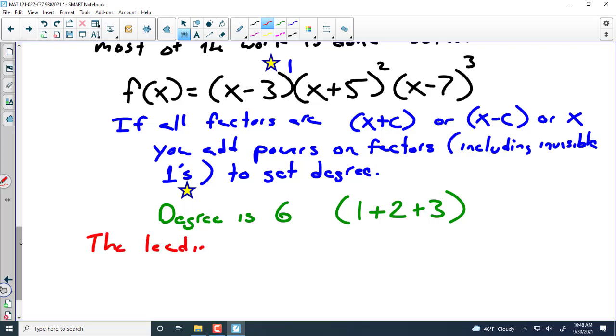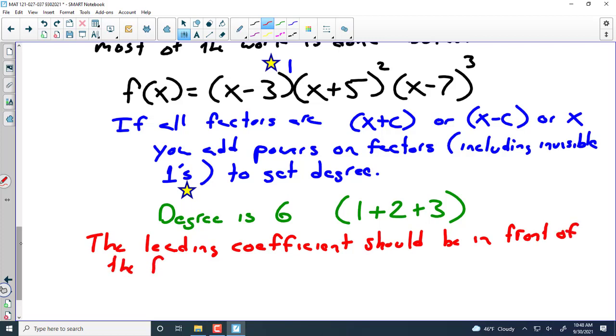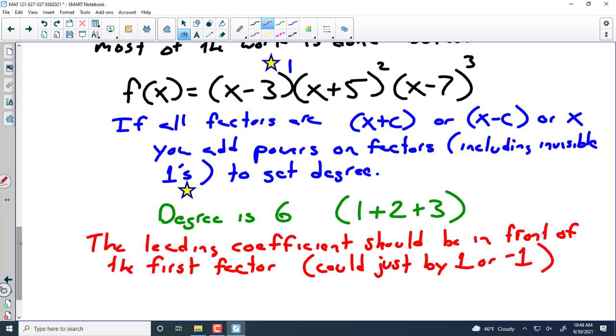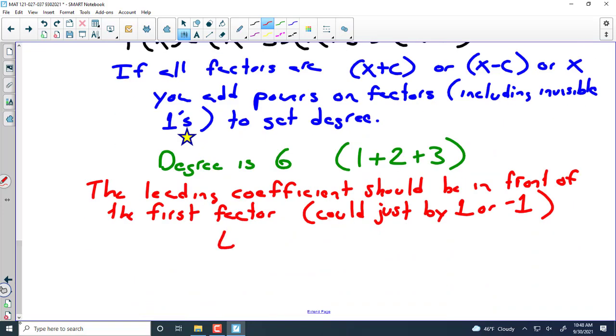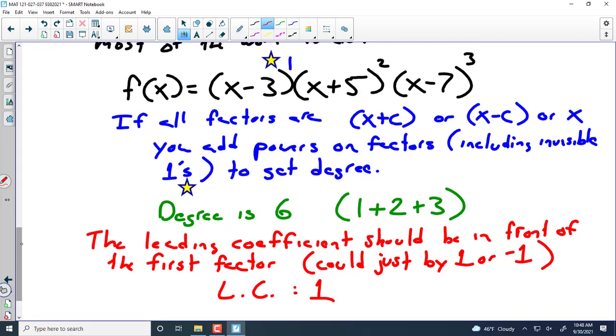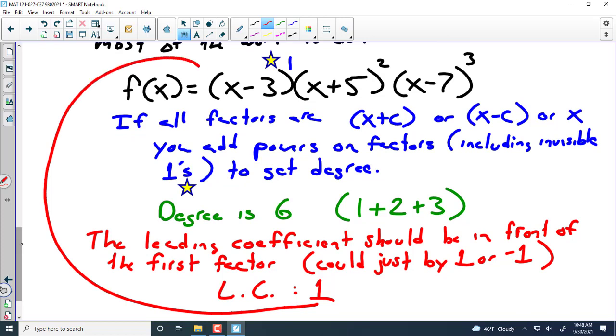The leading coefficient should be in front of the first factor, and it could just be 1 or -1. So don't be alarmed if you don't see a number in front of the first factor. I don't see a number written here. If there's no number written there, what number do we assume is there? 1. So therefore, our leading coefficient for this one is 1. Because even though it wasn't there visibly, there is a 1 right there.